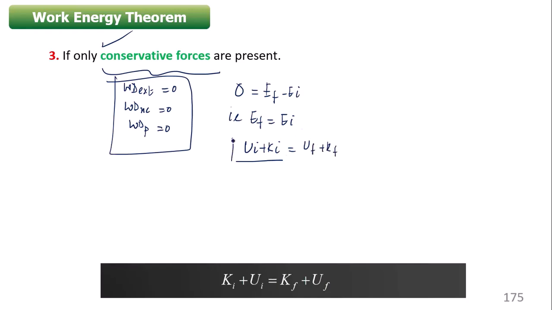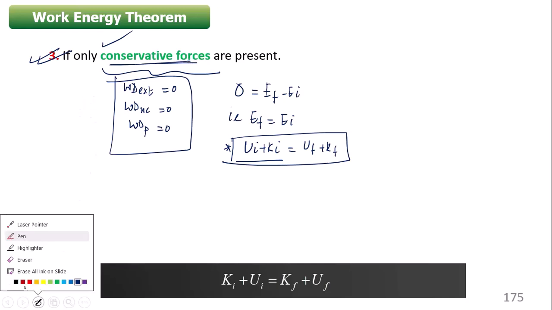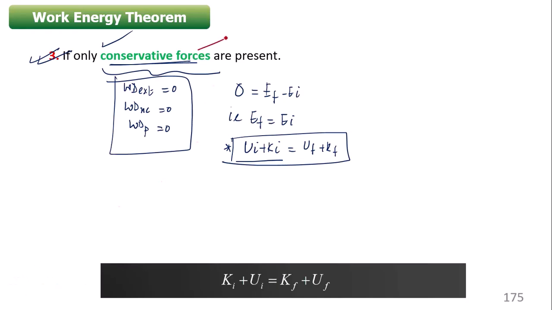So this is the modified version of the work energy theorem, and it can be applied only when no forces other than conservative forces are present. Now, what are the conservative forces? For this part, we mainly deal with two different forces, gravity and spring. Because now we learn about these two forces only.